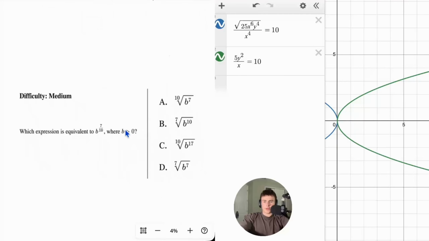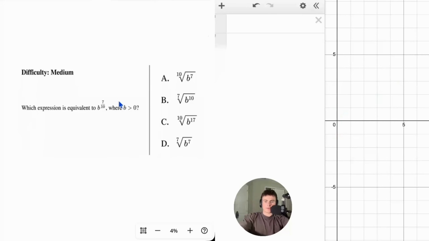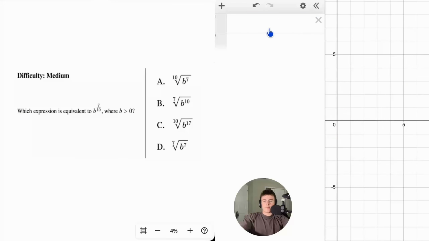Now, the next one, it says, which expression is equivalent to this thing where B is bigger than 0? Okay, well, this is substitution because we just have one variable. And we could do substitution or we could do graphing. What we could do here is we could just replace the B with x, do x to the 7 over 10, and then just graph the options.